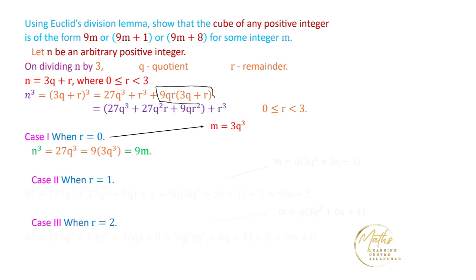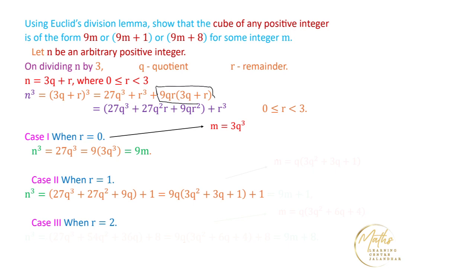In the second case, when r is equal to 1, substituting r equal to 1 in this equation we obtain n cube equal to 27q cube plus 27q square plus 9q plus 1. From the terms in this bracket we can take 9q common, and we are left with 3q square plus 3q plus 1, and then we have plus 1 over there.